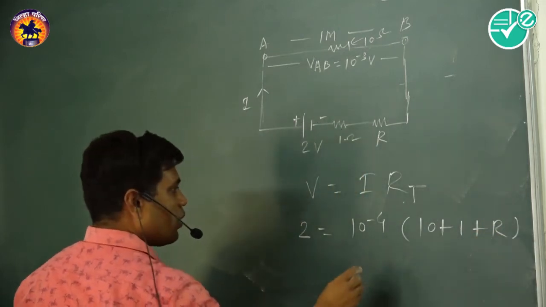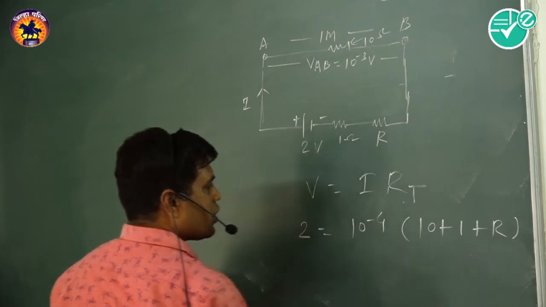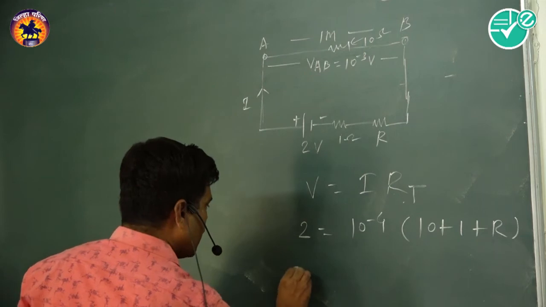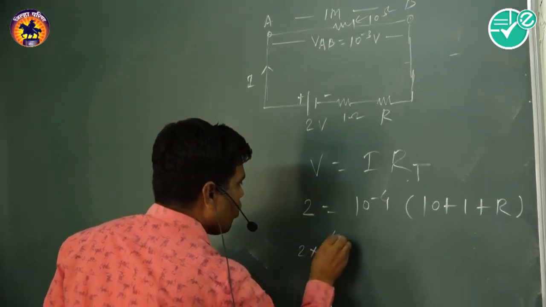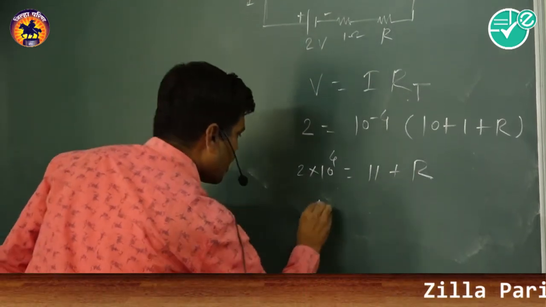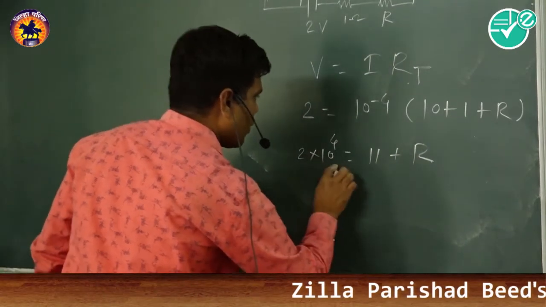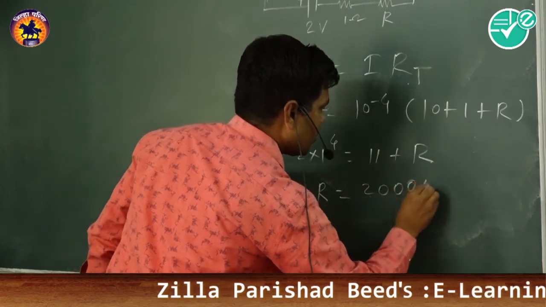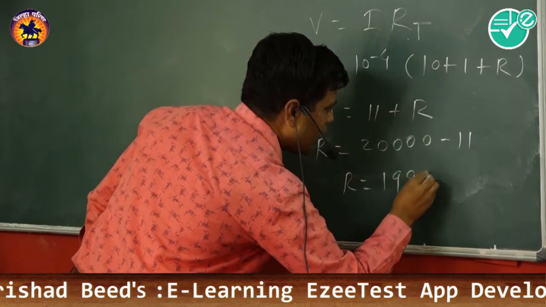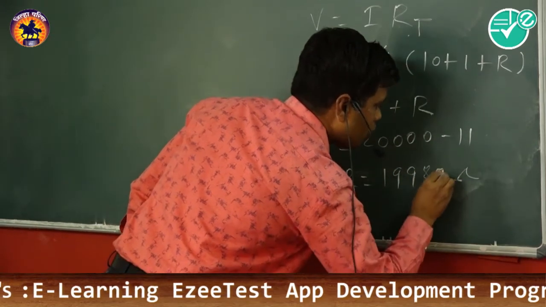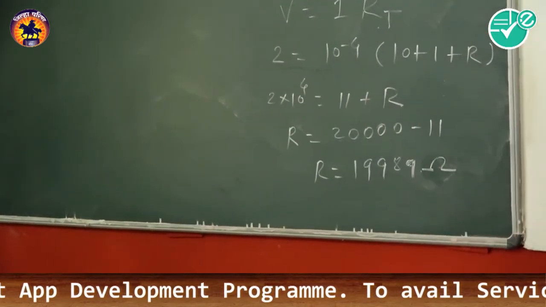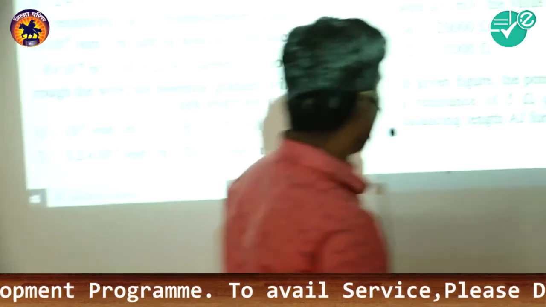From this data you can calculate the resistance from the resistance box. 10 to the power minus 4 on this side will become 2 into 10 to the power plus 4, and here 11 plus R, and if you just solve this, R will be 20,000 minus 11. So, the value of R will be 19,989 ohm. So, this will be the value of resistance from the resistance box. So, this should be the answer B for question 58.